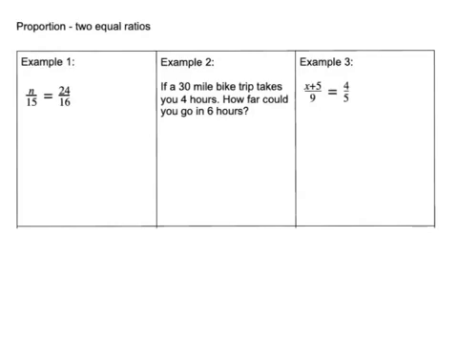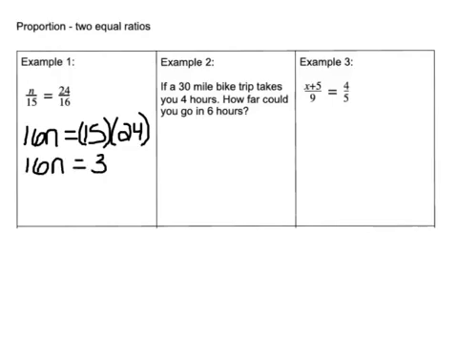In example 1, we have n over 15 equals 24 divided by 16. To solve this proportion, we are going to cross multiply. n times 16 is 16n, and 15 times 24 is 360. So we'll have 16n equals 360. Now we'll divide by 16 and divide by 16, so we'll have n equals 360 divided by 16.